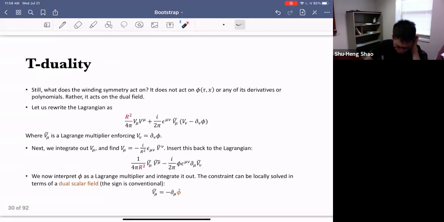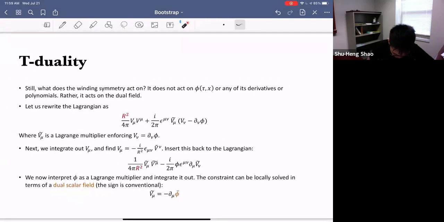But still, it's kind of mysterious. Well, what does the winding symmetry act on anyways? I have identified a configuration for you, but I didn't tell you what kind of field this winding symmetry acts on. Well, it actually does not act on phi or any of its derivatives or polynomials. Rather, it acts on the dual field. So to talk about that, we have to say a little bit about the T-duality.